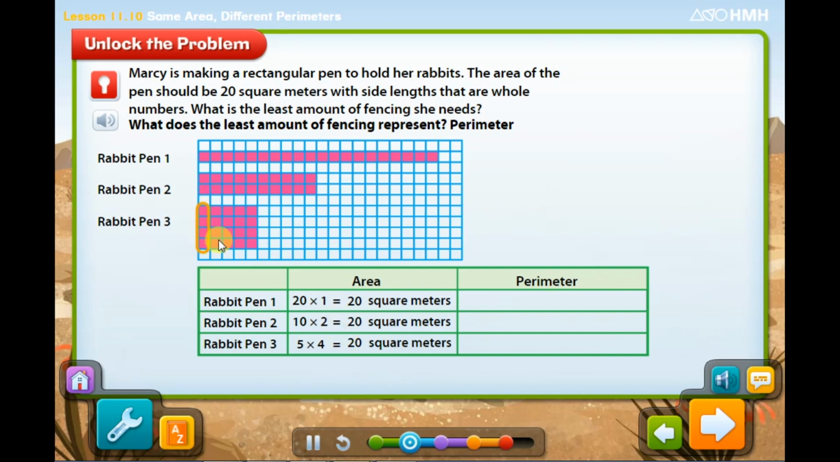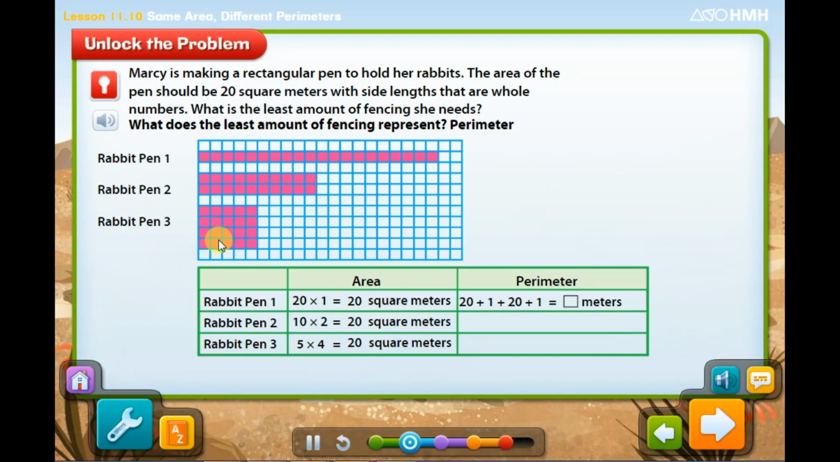You would find that the rectangle has sides that measure 4 meters and 5 meters. This is the same shape as rabbit pen 3. There are no other rectangles you can make with whole number side lengths and an area of 20 square meters. Now, find the perimeter of each pen.